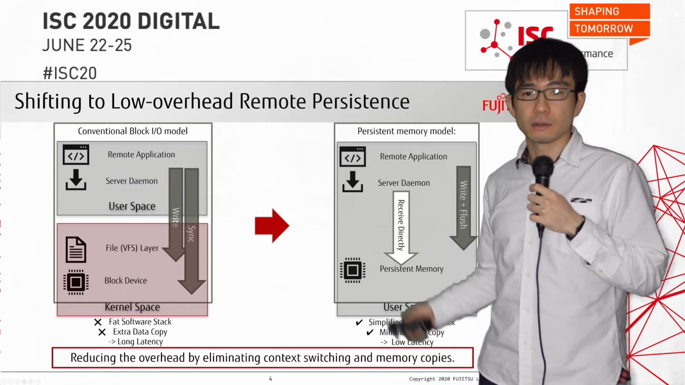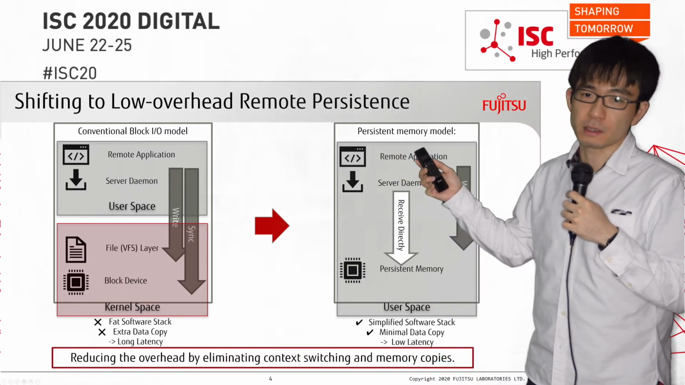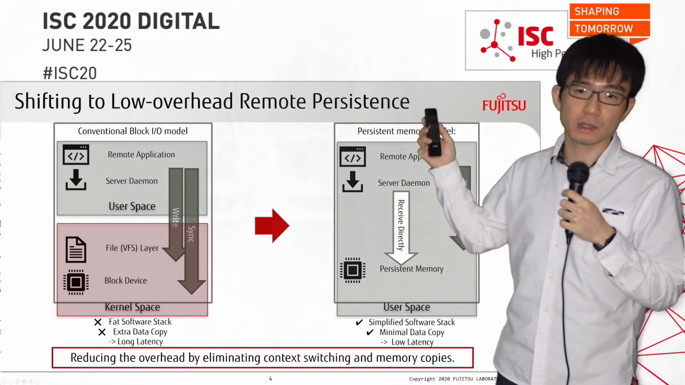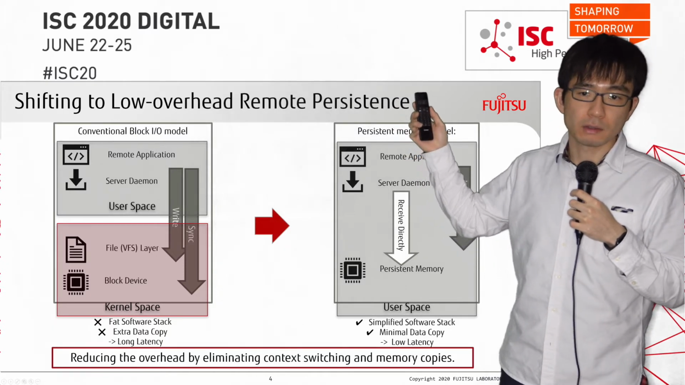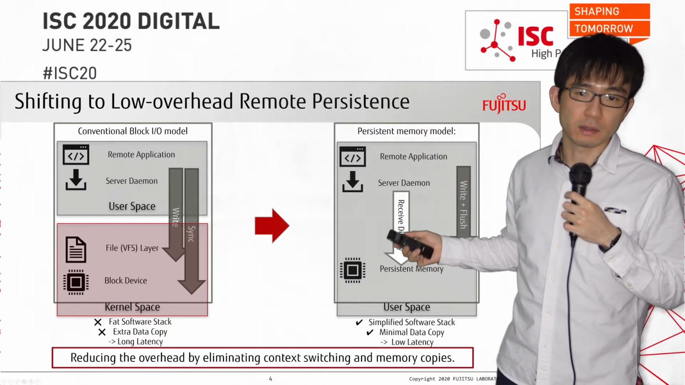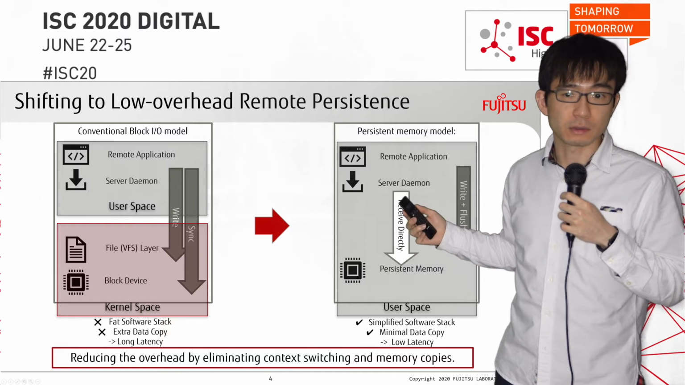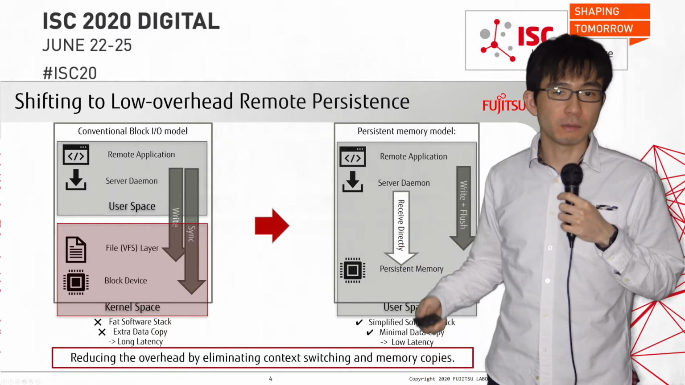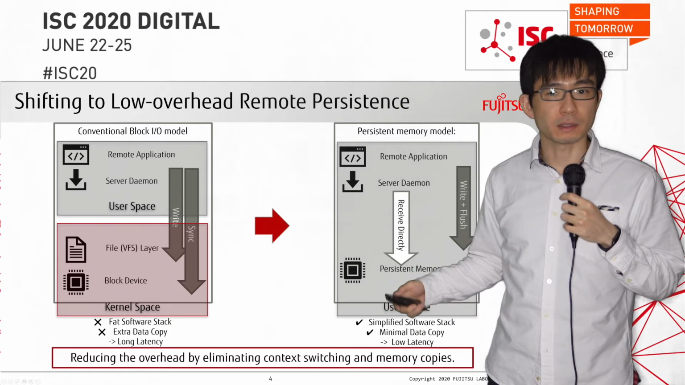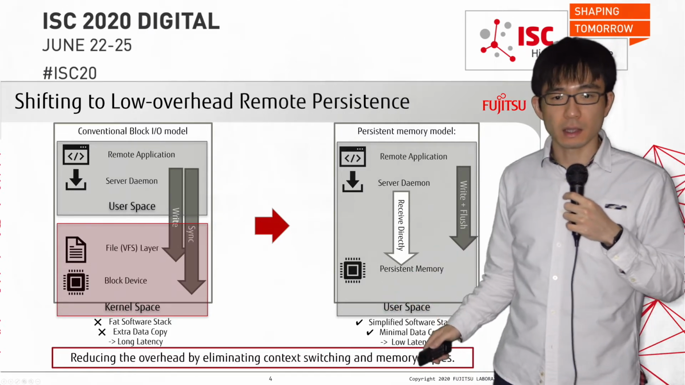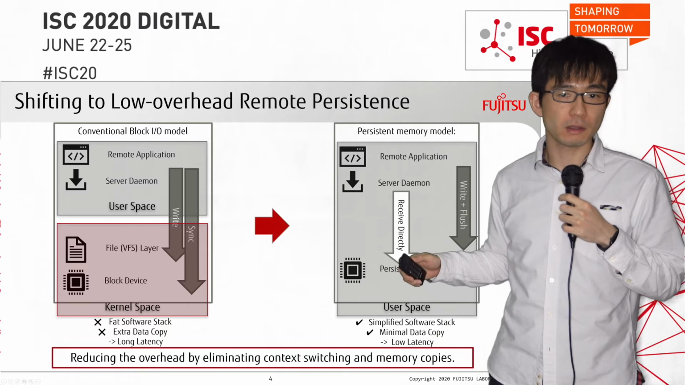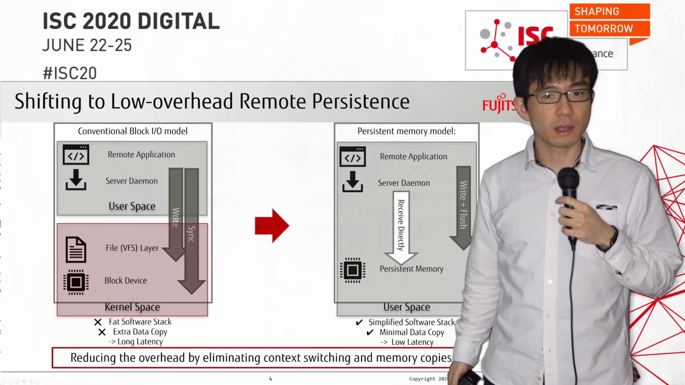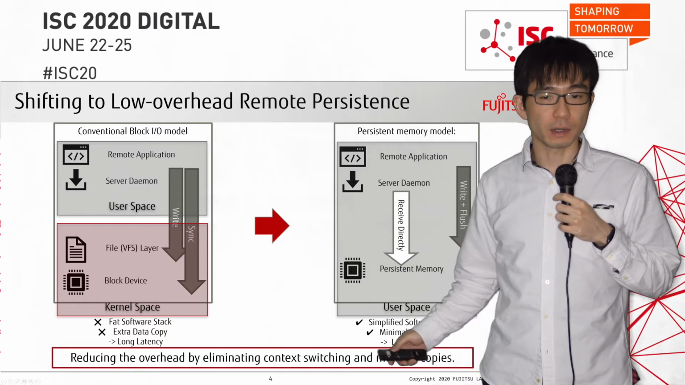The right figure describes the persistent memory model. Remote application directly writes data to persistent memory with write and flush operations. Software stack became simple and the number of memory copy operations will be minimized. We can reduce the latency. We can reduce the overhead by eliminating context switching and reducing memory copy operations.